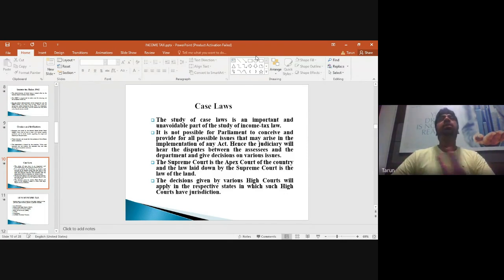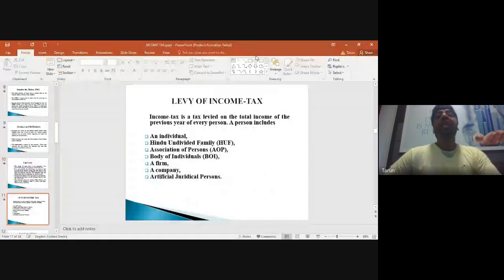So this is a basic concept: if any law is applicable, or any new law has been developed, you have to follow it accordingly. You cannot change the laws according to your own wish, right? So let's talk about the next topic, the levy of income tax. Income tax is a tax levied on the total income of the previous year of every person, right? A person, as I told you in the earlier slide, is not just an individual.